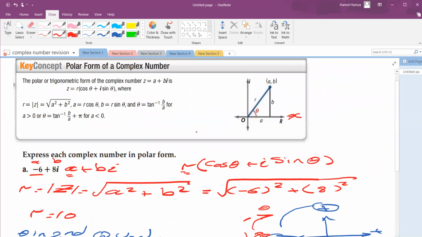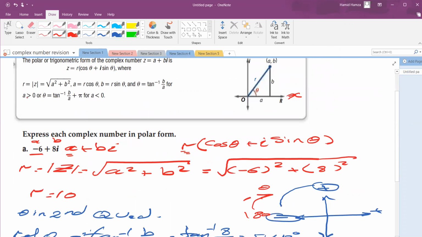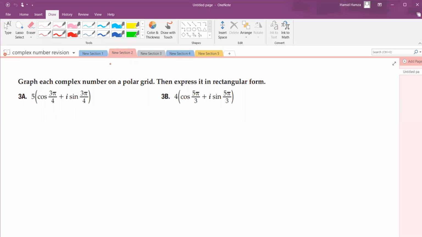So any question, guys? So find first the value of r, or the modulus of the complex number, which is a squared plus b squared. Then we'll discover where theta is located, first, second, third quadrant. After that, find the reference angle and put it in the required quadrant. So any question, guys? No, Mr. Okay.